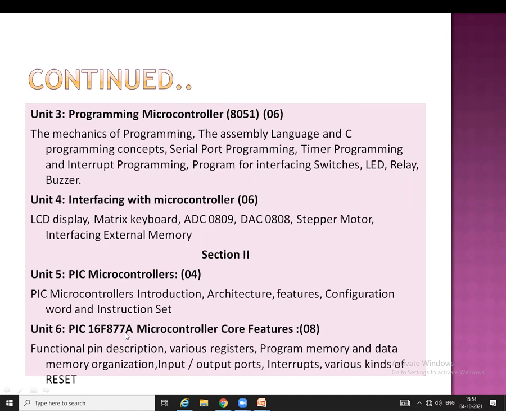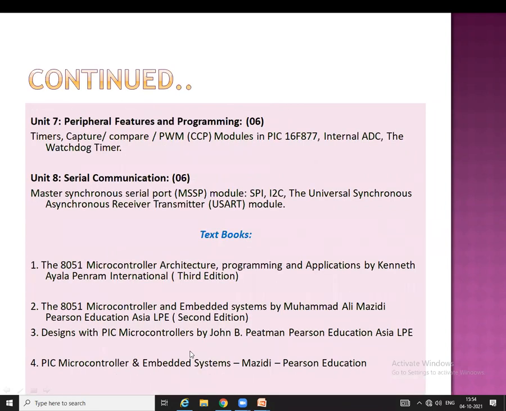That is its pin diagram, registers, features, program memory, data memory, input output ports, interrupts, and various types of reset. What is the concept of reset and interrupt? That also we are going to learn in unit number 6. Ahead of this, units number 7 and 8 deal with different peripheral features and programming. That is timer, capture, compare, PWM module, that is the CCP module, then internal ADC and the watchdog timer. What is this watchdog timer and how is it going to be used? That also we will see in unit number 7.